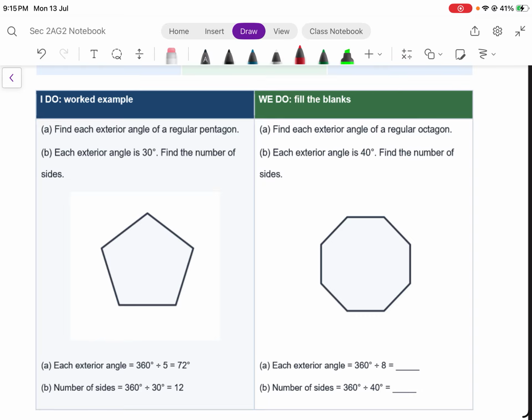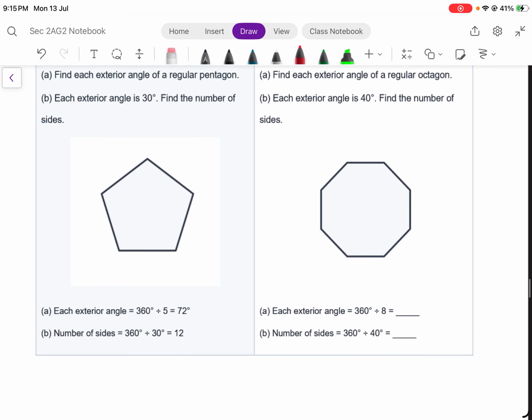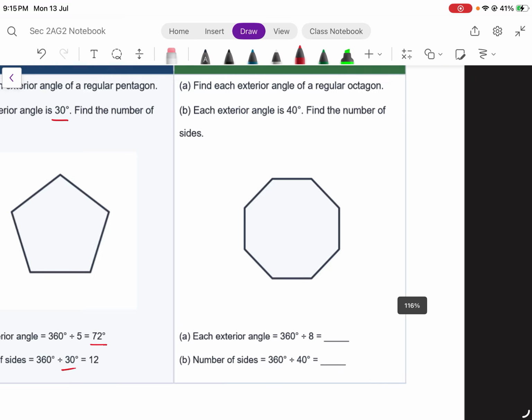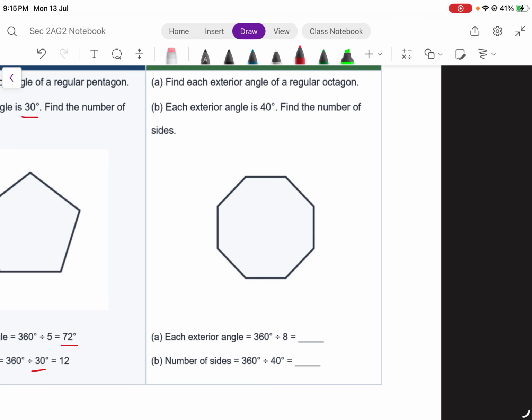Find each exterior angle of a regular pentagon. A pentagon has 1, 2, 3, 4, 5 sides. So each exterior angle will be 360 divided by 5, which equals 72. Very simple. Now find each exterior angle of a regular octagon. An octagon has 1, 2, 3, 4, 5, 6, 7, 8 sides. So 360 divided by 8 gives you 45 degrees.